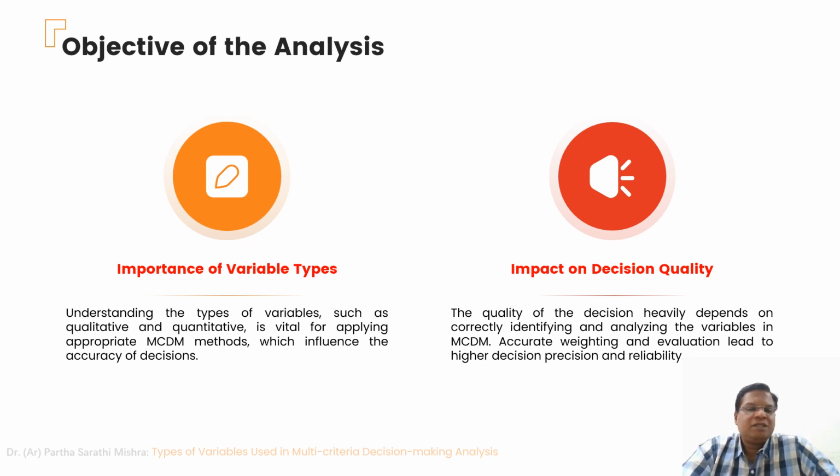Accuracy of the decisions means, suppose we are involving experts. Now, whether the consensus among the experts is achievable or not, that is questionable. That's why which kind of MCDM we are going to choose is most important for this particular PPT or presentation. Next is the impact on decision quality. The quality of the decision heavily depends upon correctly identifying and analyzing the variables in MCDM. Accurate weighting and evaluations lead to higher decision precision and reliability.